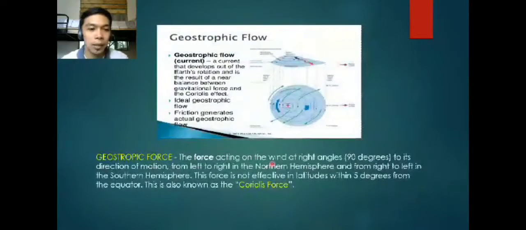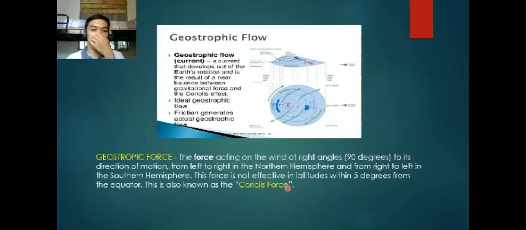Next is the geostrophic force. So, what is geostrophic force? The force acting on the wind at right angles or 90 degrees to its direction of motion from left to right in the northern hemisphere and from right to left in the southern hemisphere. This force is not effective in the latitude within 5 degrees from the equator. This is also known as the Coriolis force.